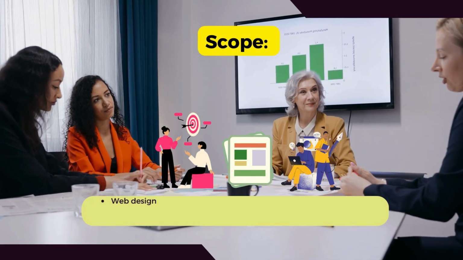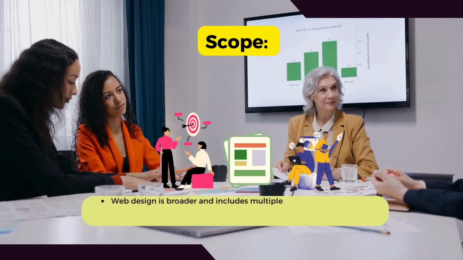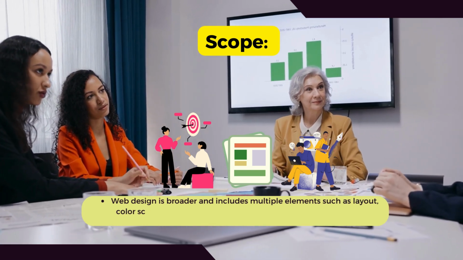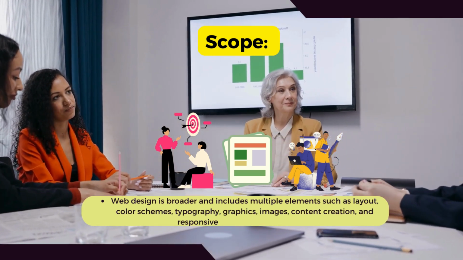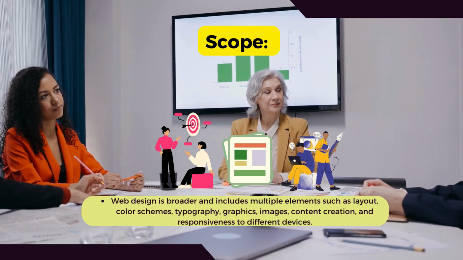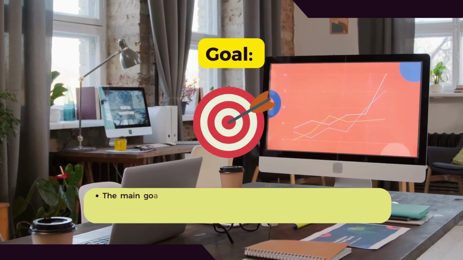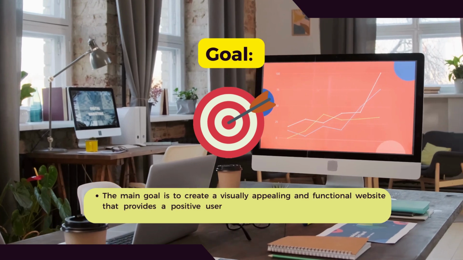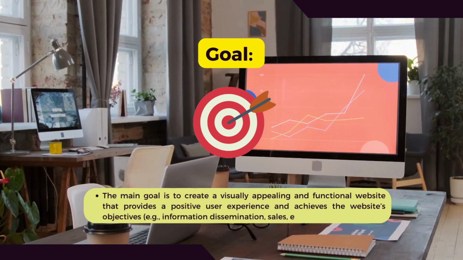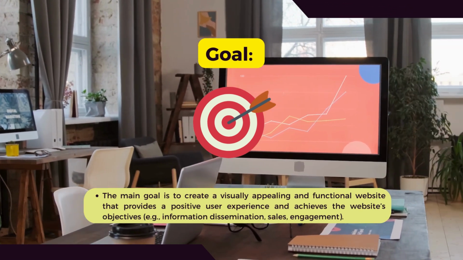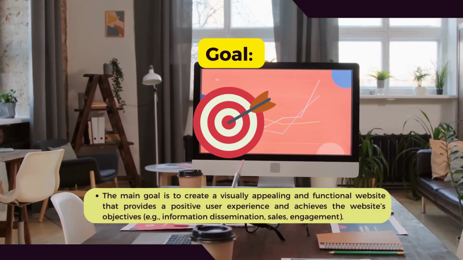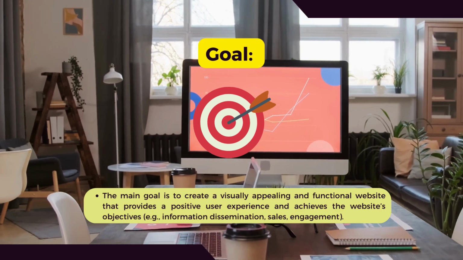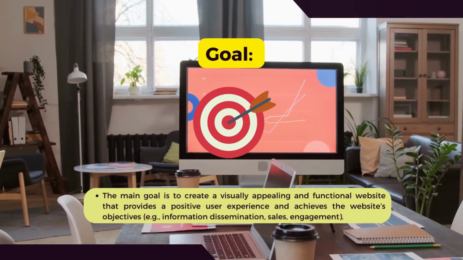Scope: web design is broader and includes multiple elements such as layout, color schemes, typography, graphic images, content creation, and responsiveness to different devices. Goal: the main goal is to create a visually appealing and functional website that provides a positive user experience and achieves the website's objective. Example: information dissemination, sales, and engagement.